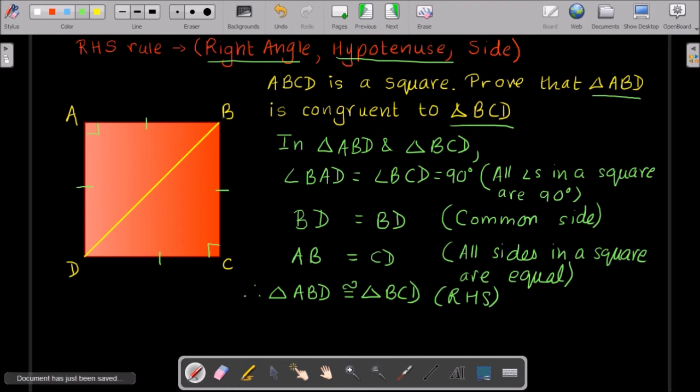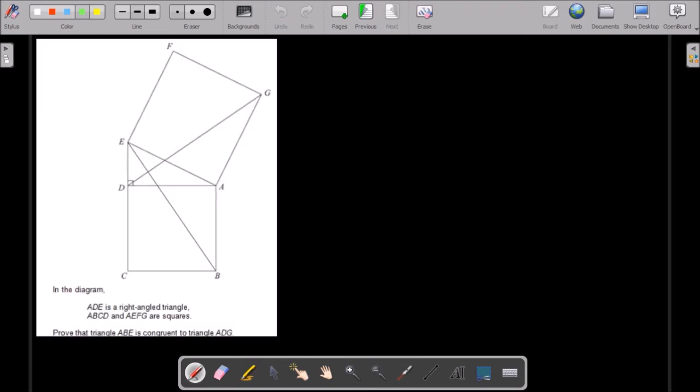I've got another question just to practice, and hopefully we'll get some time to do some more videos on questions only on congruent triangles. So this is an interesting question. It says in the diagram, ADE is a right angle triangle. ABCD is a square, and AEFG, that's an awkward name, AEFG is another square.